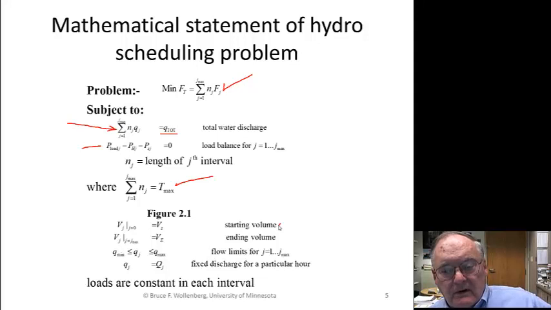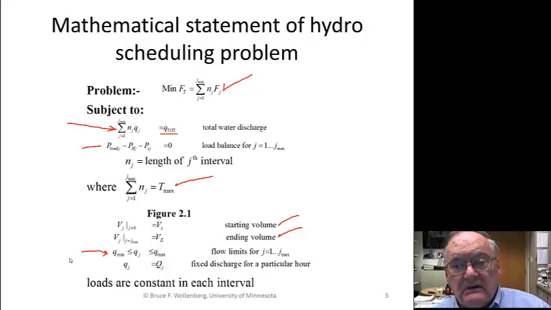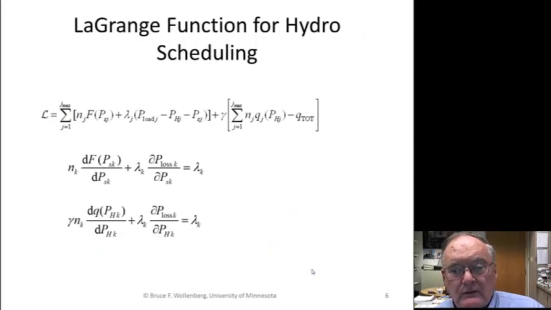The hydro plant has a starting volume and an ending volume, and there are flow limits as well, the Q. There are Q limits on the hydro plant. I cannot dump too much water down the river, again, because of government edict that says the flow has to be limited so that, let's say, pleasure boats don't get tipped over in the water, or that the eddy currents and turbulence in the water is such that it erodes the banks on the sides of the river. So there are Q limits. And then we're going to have a fixed discharge, maybe for each hour if you want. Loads are constant in each interval.